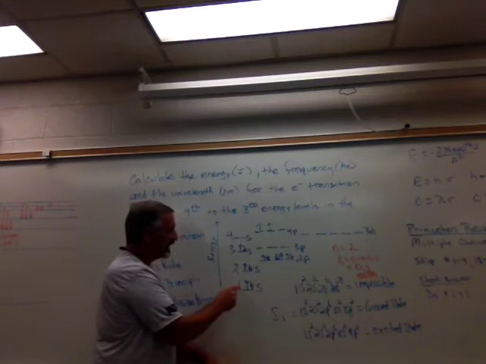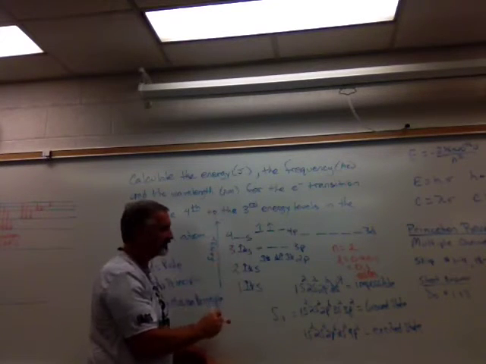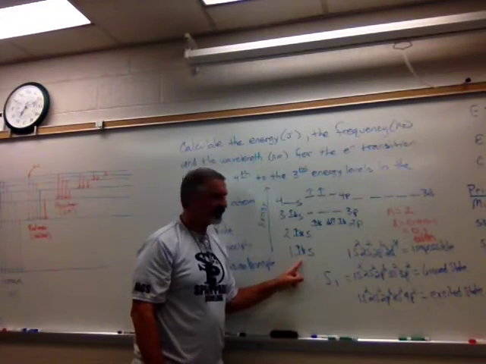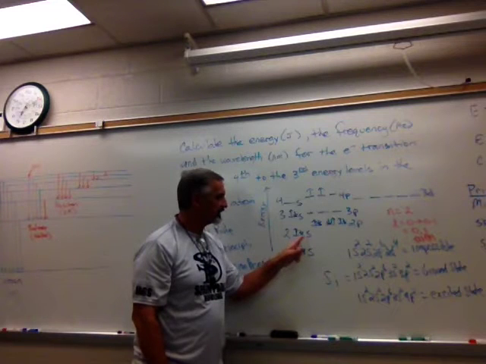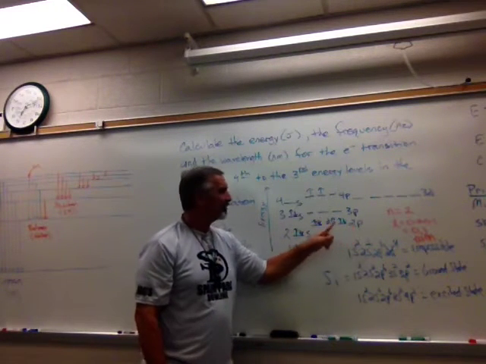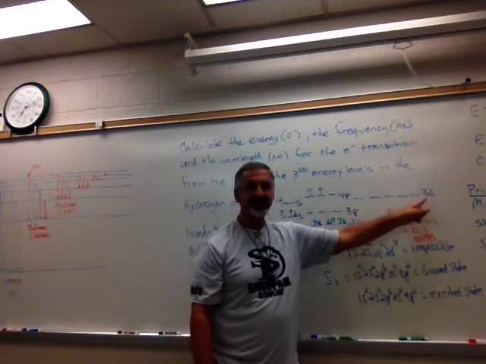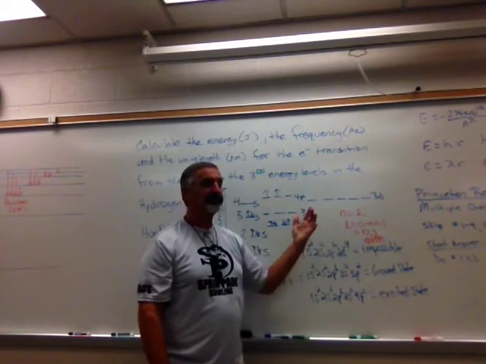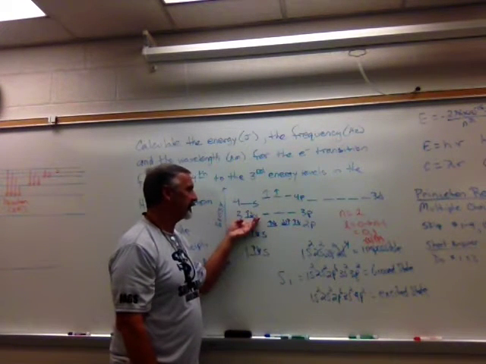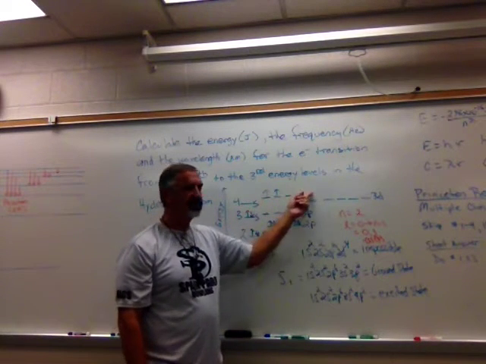So we have the energy levels. 1, 2, 3, 4, 5, 6, 7 are the energy levels. On the first energy level, we have one sublevel, the S. On the second energy level, you have two sublevels, the S and the P. On the third energy level, you have three sublevels, S, P, and D. Then on the fourth, I don't know if you've seen a trend, 1 on the 1, 2 on the 2, 3 on the 3. On the fourth energy level, you can have S, P, D, and F.